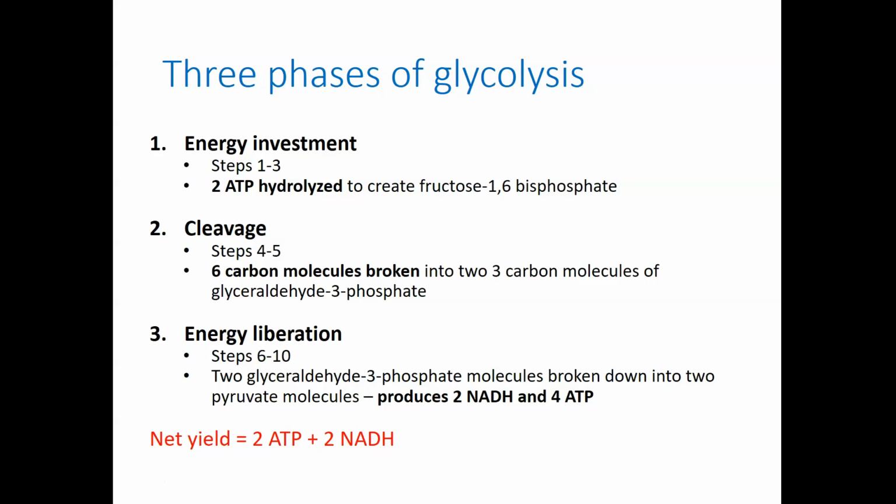And then the last steps in glycolysis is where we liberate the energy, and we're going to be making 2 NADHs. And again, I defined NADH as a high energy electron carrier, and then we're going to be making 4 ATP. So initially, during our energy investment step, it cost us 2 ATP. We're making 4 ATP, so we get a net of 2 ATP during glycolysis and 2 NADHs, 2 high energy electron carriers.